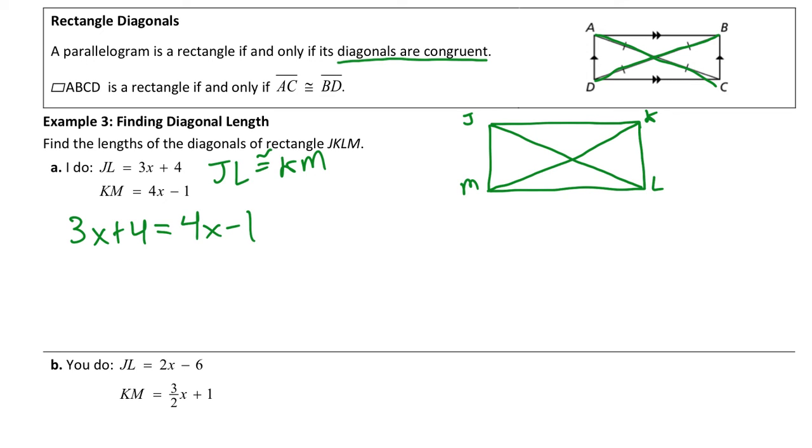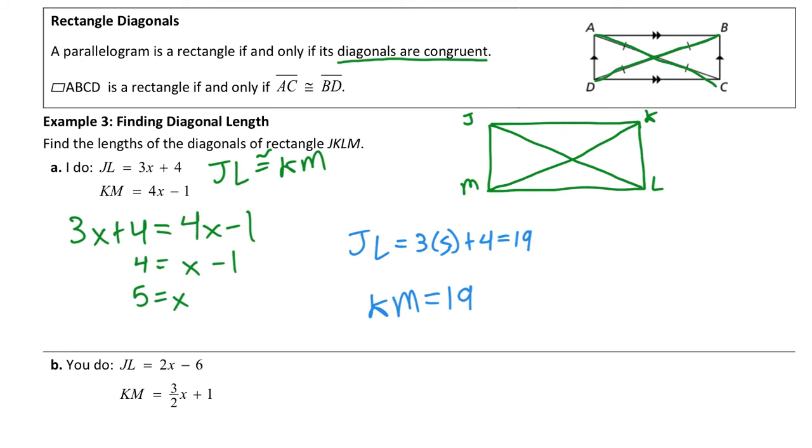So you solve that however you choose. I would subtract 3x from both sides to get 4 equals x minus 1. And then I'd add 1 to both sides to get 5 equals x. So the thing I was asking for from the beginning is to find the diagonal lengths, which means JL is going to be 3 times 5, which is 15, plus 4, which is 19. So JL is 19. KM is also 19. So they're both 19 since they're congruent. So diagonals of a rectangle are congruent.